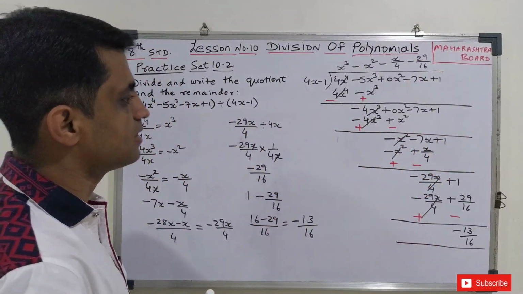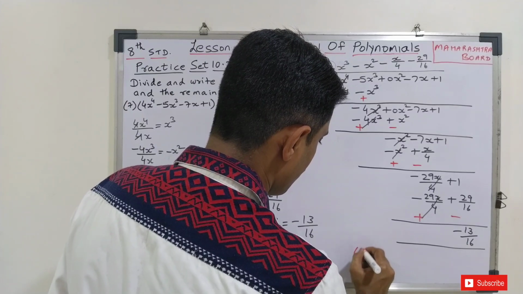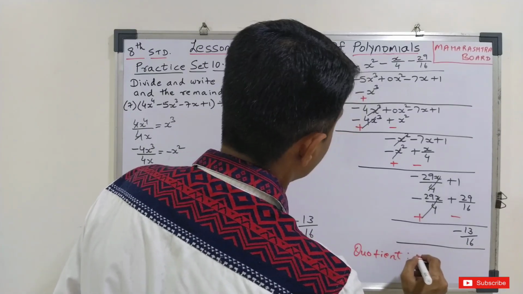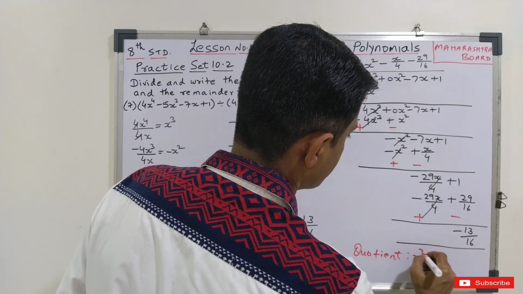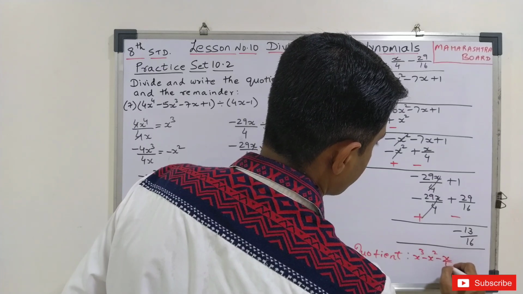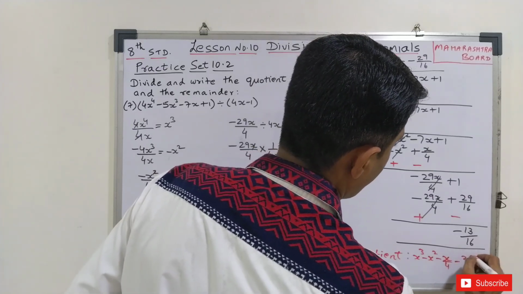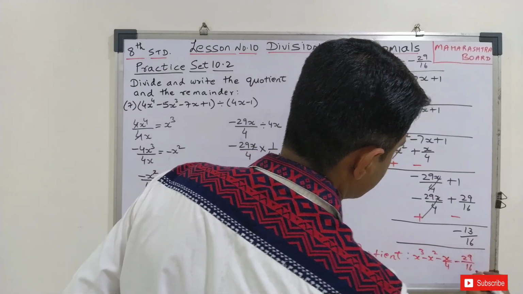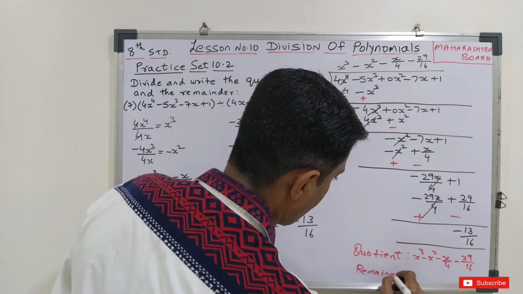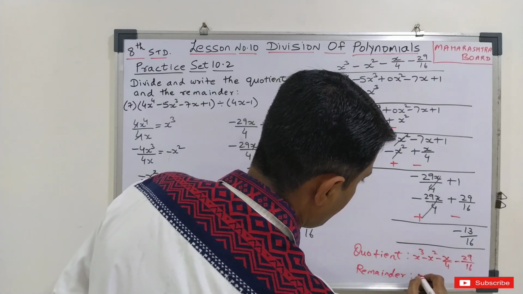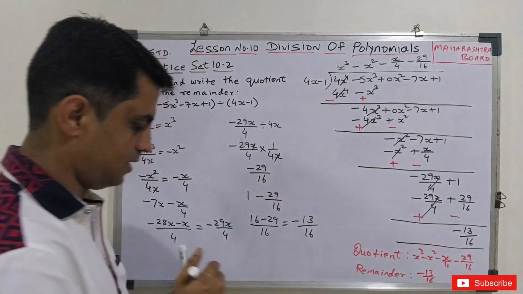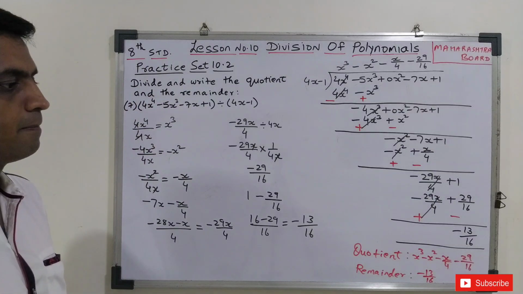So students, final answer. What is our quotient? X cube minus x square minus x upon 4 minus 29 upon 16. And what is our remainder? Our remainder is minus 13 upon 16. This is the way to do the sum.